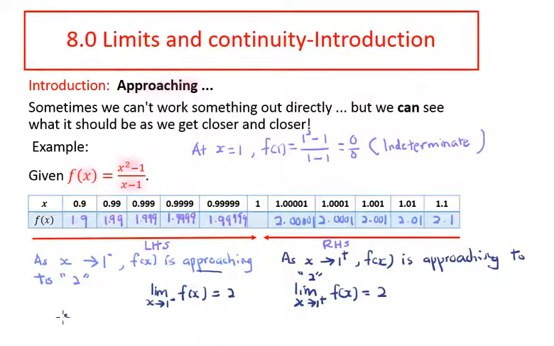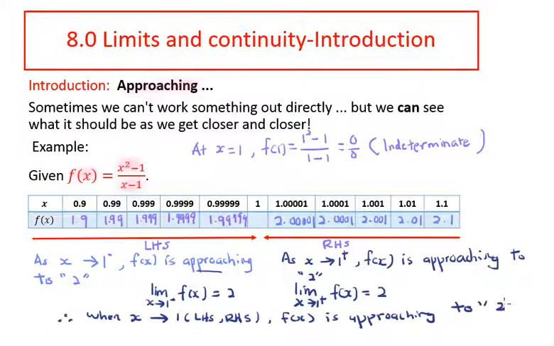Overall, we can say when x is approaching 1, that means left hand side and also right hand side, f(x) is approaching 2. In mathematics, it's written as limit when x approaching 1 for this function is equal to 2.